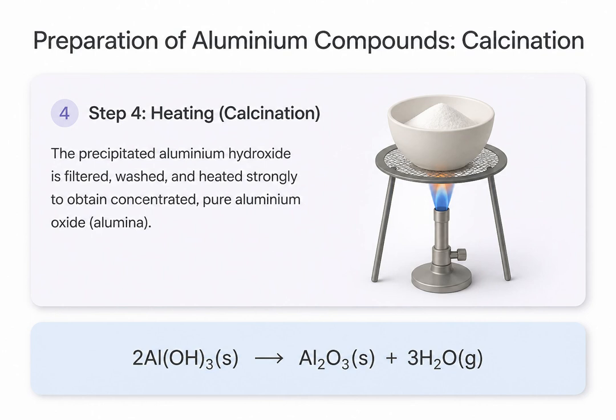The solid aluminum hydroxide is filtered, washed to remove any remaining impurities, and then subjected to intense heat. This thermal decomposition process is called calcination. As you can see in the equation, heating the aluminum hydroxide drives off water vapor, leaving behind pure, concentrated aluminum oxide, commonly known as alumina. This pure alumina is the starting material for the next major stage, extraction.